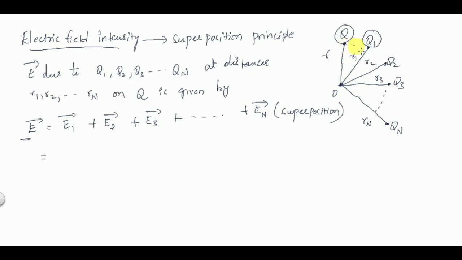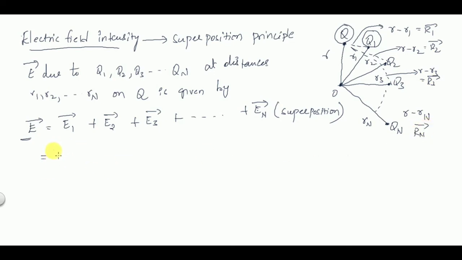The distance between Q1 and Q is given by R minus R1. Similarly, the distance between Q2 and Q is given by R minus R2. Similarly, the distance between Q3 and Q is given by R minus R3, and similarly the distance here is R minus Rn. These are R1 bar, R2 bar, R3 bar, and so on up to Rn bar, right?